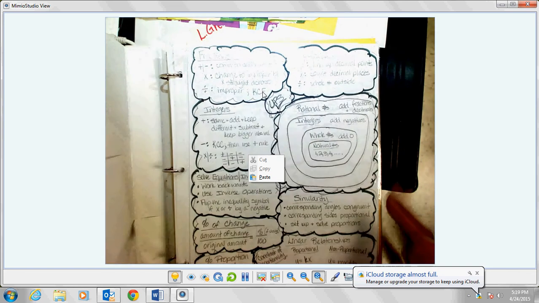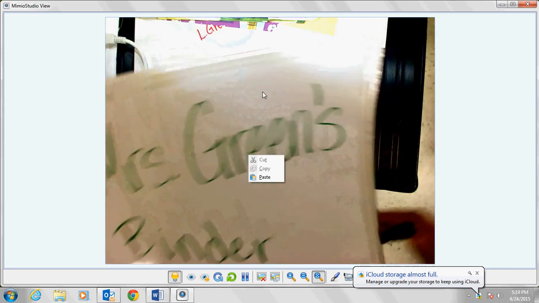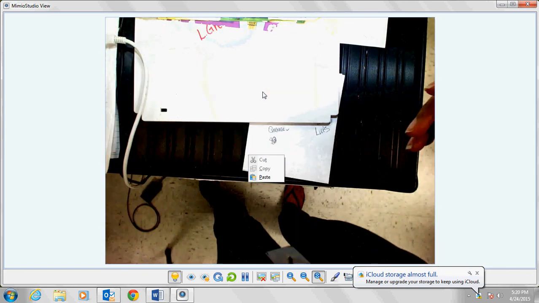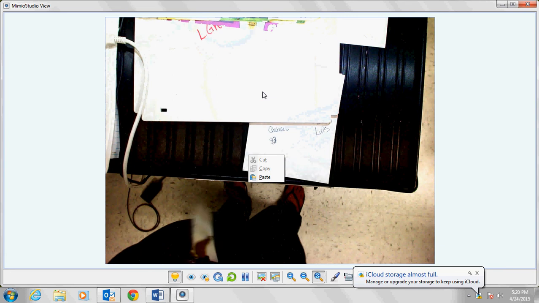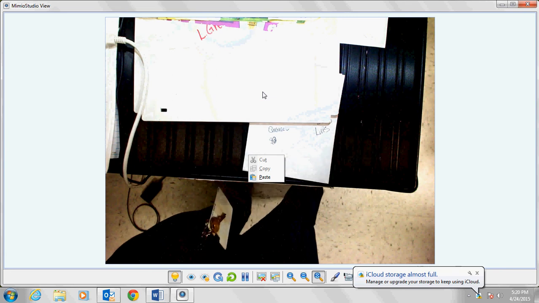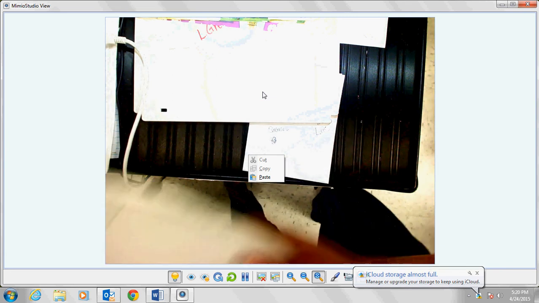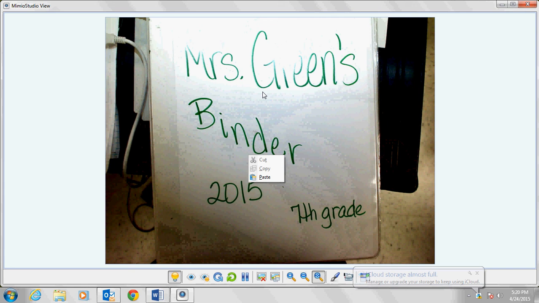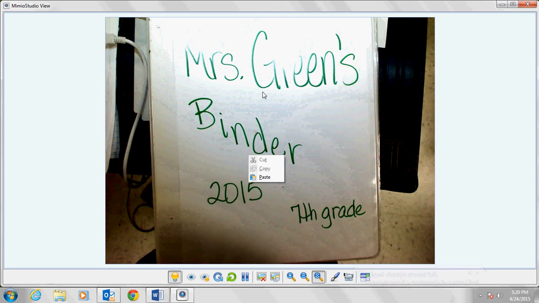Again, if you need to see anything else, then please go to ClassJump.com and review any notes that you may have missed, as well as print any of the pages that you are missing from your binder.